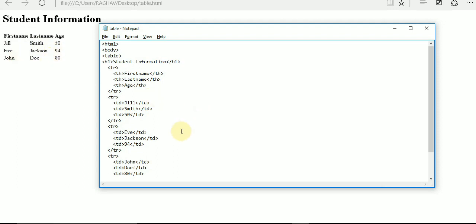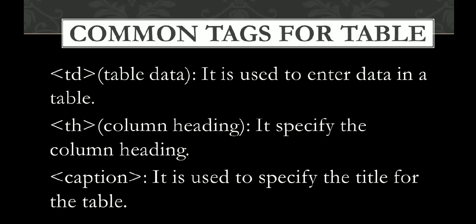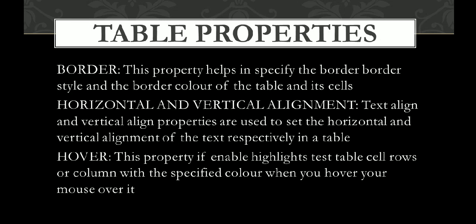Okay, now students, let's move to our next heading, that is the properties of table. In this, firstly we will see all the properties, then we will see them in a practical way. Firstly, we will learn about the properties. First property is the border.